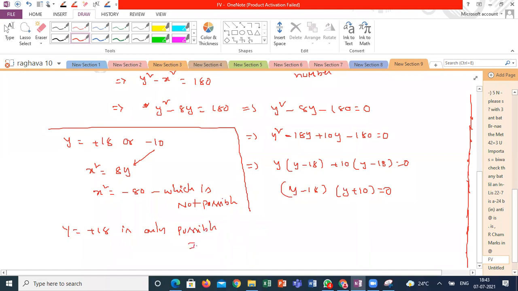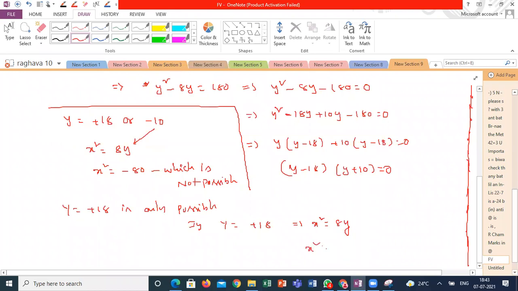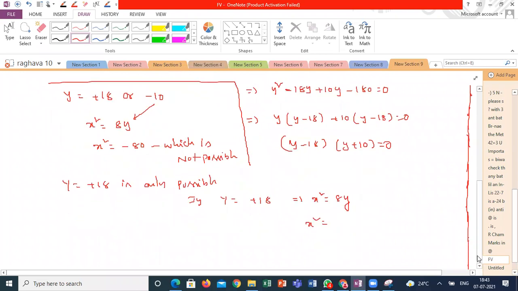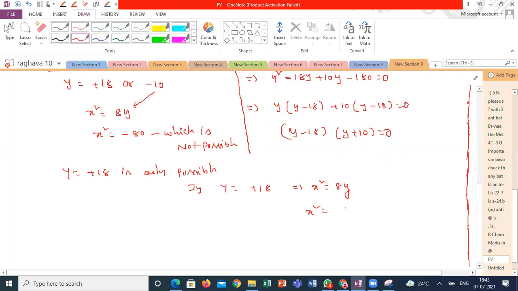If y is equal to plus 18, my x square is equal to 8y. So x square is equal to, how much here? 8 into 18. So this will be how much? 144. My x is getting plus or minus 12. Which answer I have to take here? So plus 12. Positive, sir. Why minus 12 I can't take?